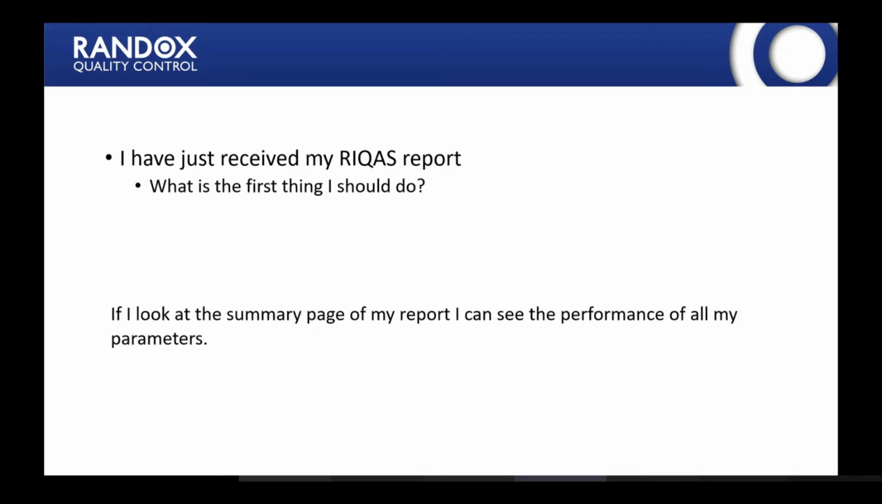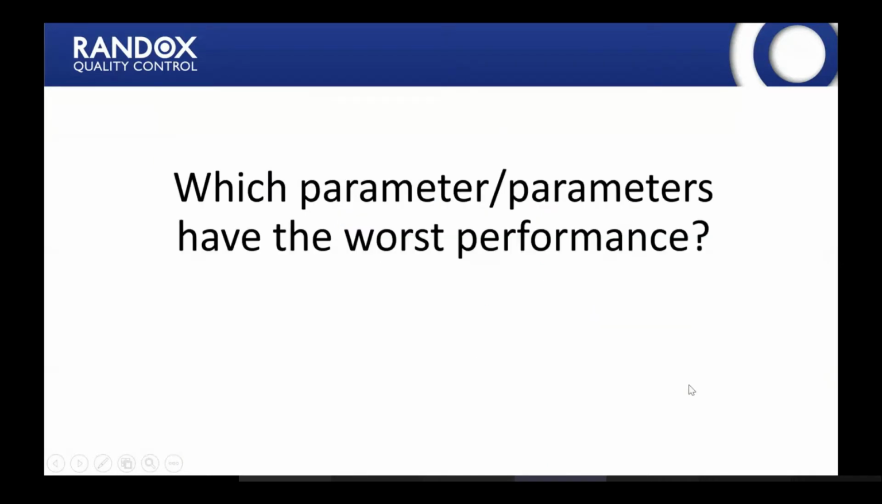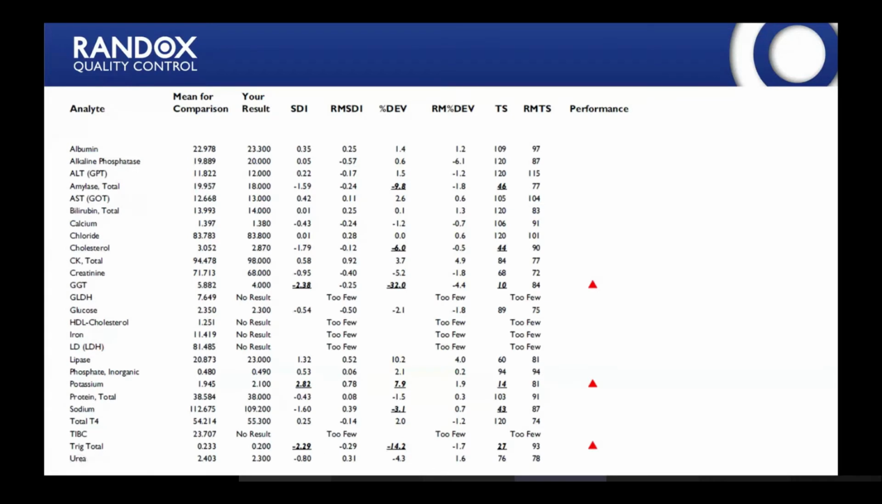So we want to look at the summary page, because that's where we get our overview of the whole sample and all of our analytes, and we can see if we have any performance issues for all the parameters. We went through this with Stephen earlier, so we're just going to highlight quickly. Anything that's bold and underlined means it failed its performance indicator, and the red triangle indicates we failed all three. So the first thing we want to look at is our parameters with the three triangles.